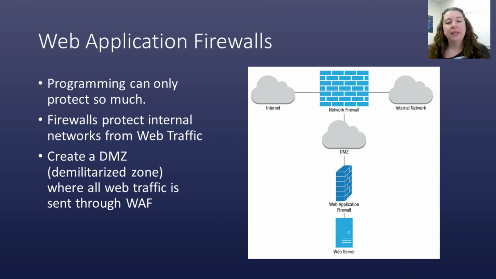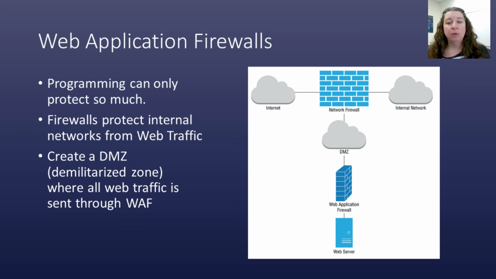A web application firewall is designed to protect your web server and protect your internal network because programming can only protect it so much. You have to have some sort of hardware or networking options in there to protect your network. First, from the outside internet into your internal network, you should always have a network firewall. Prevents only certain protocols from coming through.